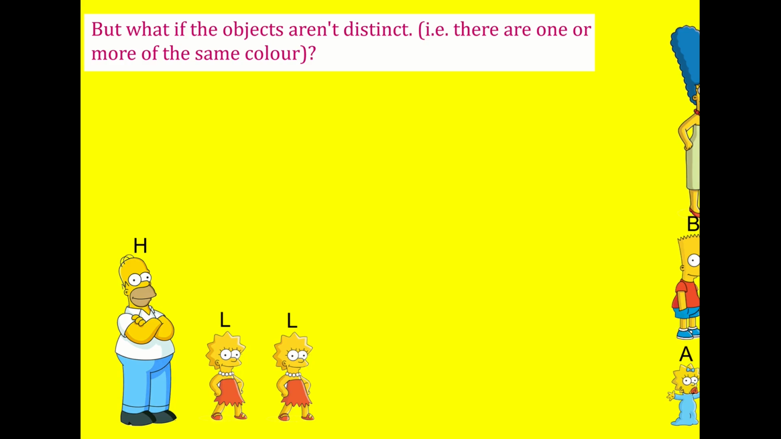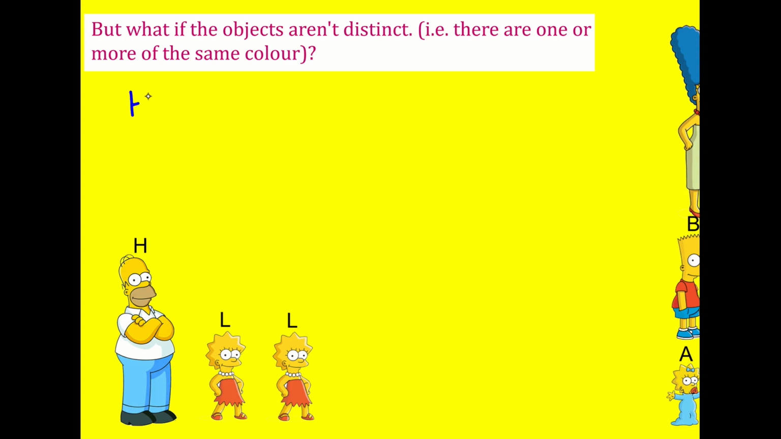Okay, so let's play around with this. What if the objects aren't distinct, i.e. got some counters, maybe the same color, and you can't distinguish between them? Well, let's go with, obviously there aren't 2 Lisa Simpsons, but we can still use this idea to help us. How many different ways are there of rearranging H, L, L, remembering now that L's are the same? I want you to play around with this, maybe try some other ones as well, with 4, with some repeated, or even 5.